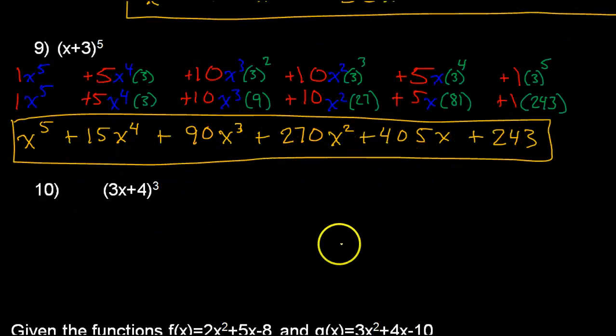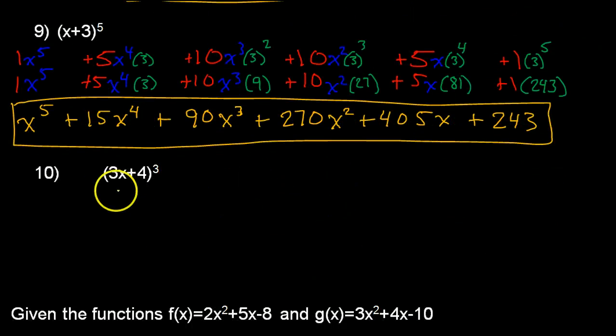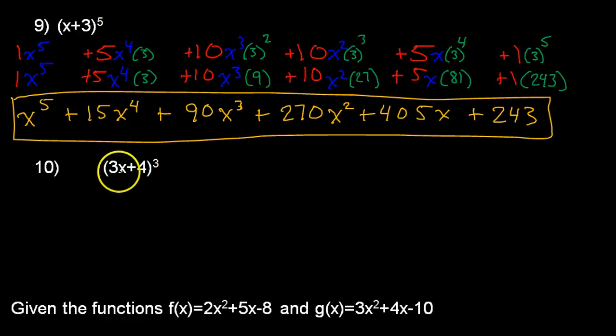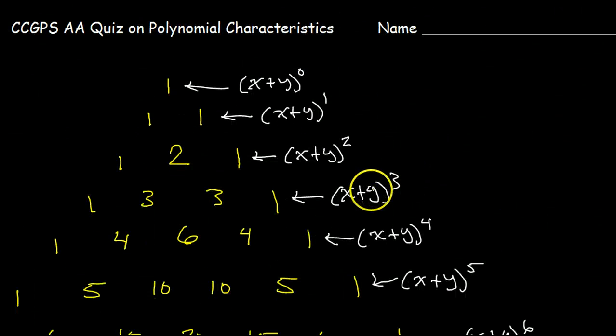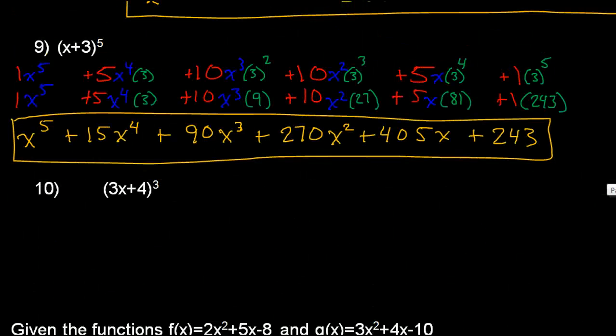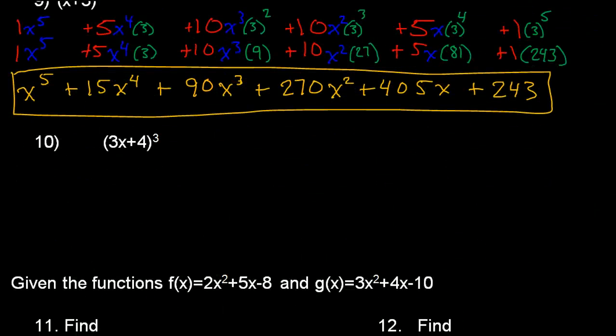Okay, and number 10. 3x plus 4 to the 3rd power. So if we're talking about the 3rd power, we're talking about the coefficients 1, 3, 3, 1 for the 3rd power. So let's spread that out. We've got 1, 3, 3, 1. And they all start off positive.